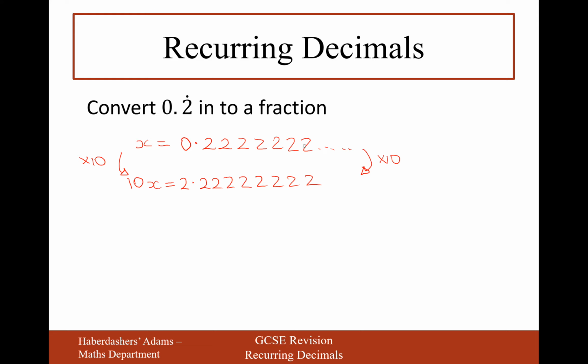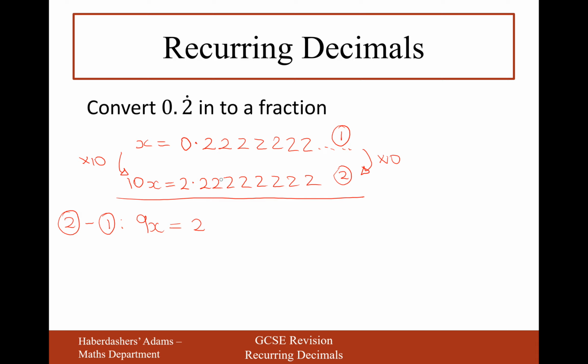What I'm now going to do is look at the difference between these two calculations. I'll call this statement 1 and this statement 2. I'm now going to do statement 2 take away statement 1 in the columns, just like you do with simultaneous equations. So what's 10x take away x? Left-hand side of statement 2 take away left-hand side of statement 1: 10x take away x is 9x. And on the right-hand side, let's do the subtraction. It's 2 take away 0, which is 2.